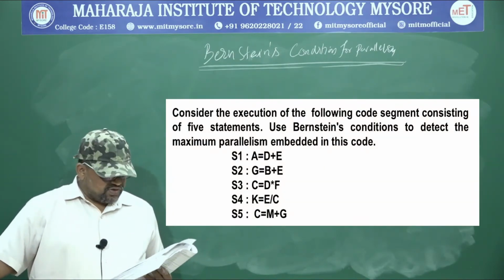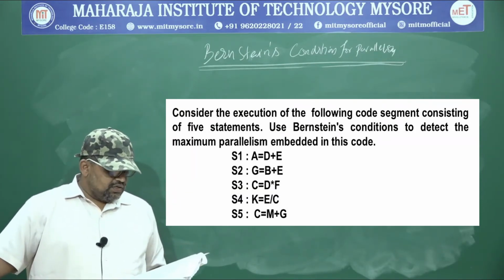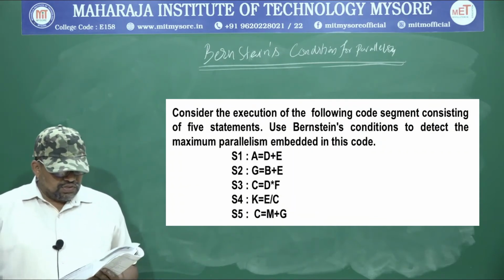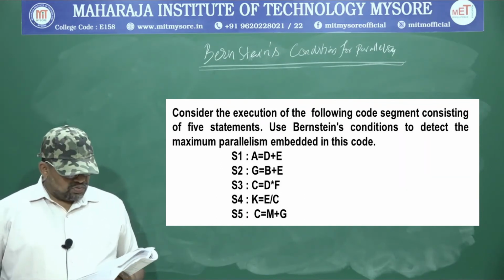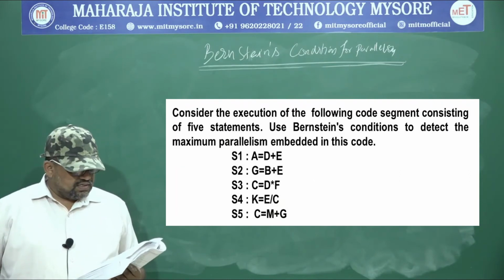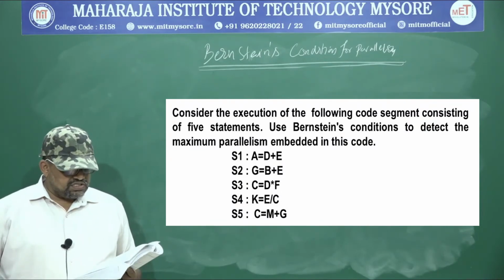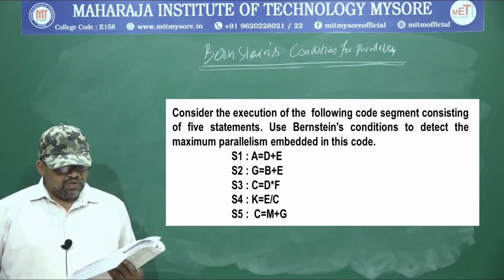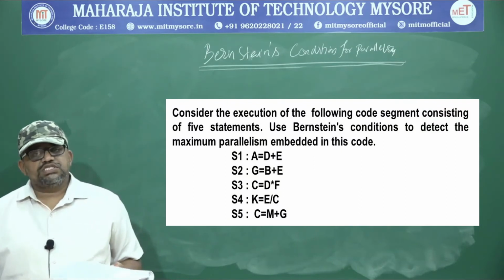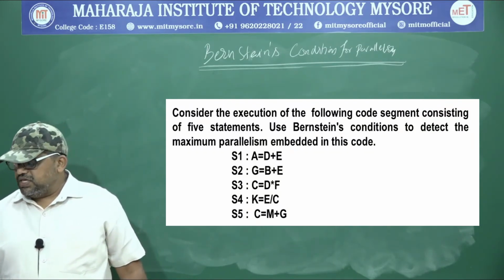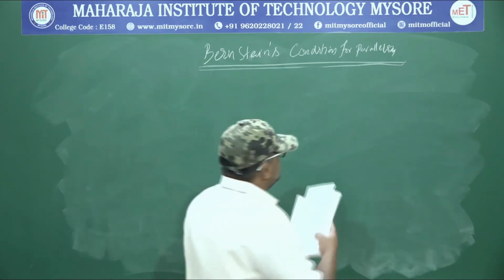Consider the execution of the following code segment consisting of 5 statements, using Bernstein's condition to determine the maximum parallelism embedded in this code. Now you have to find out how many instructions could be executed parallelly. So here they have given 5 statements. I'm going to list out the statements now.